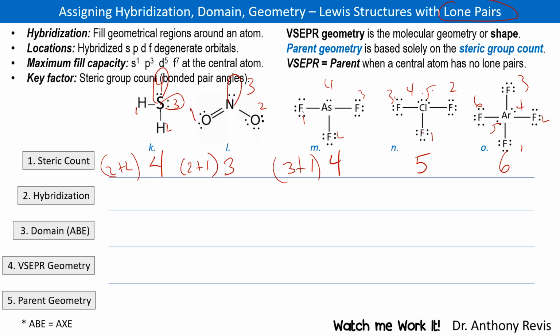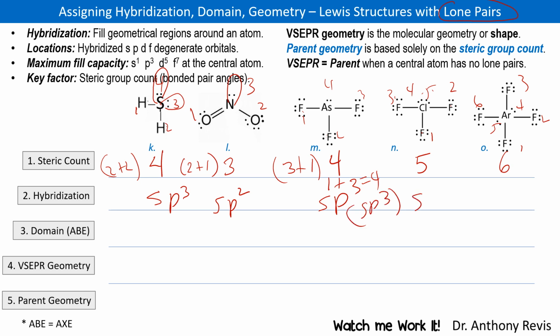In the case of the first one, there's 4 around it. That means I have SP3, because these numbers at the top must add up to 4. All right. In the next one, I have 3 around it, so this is SP2. In the next one, I'm back to 4 groups around it, so the hybridization is SP3. I just counted for 4 groups. Let me show you. That's 1 plus that equals 4 for SP3.